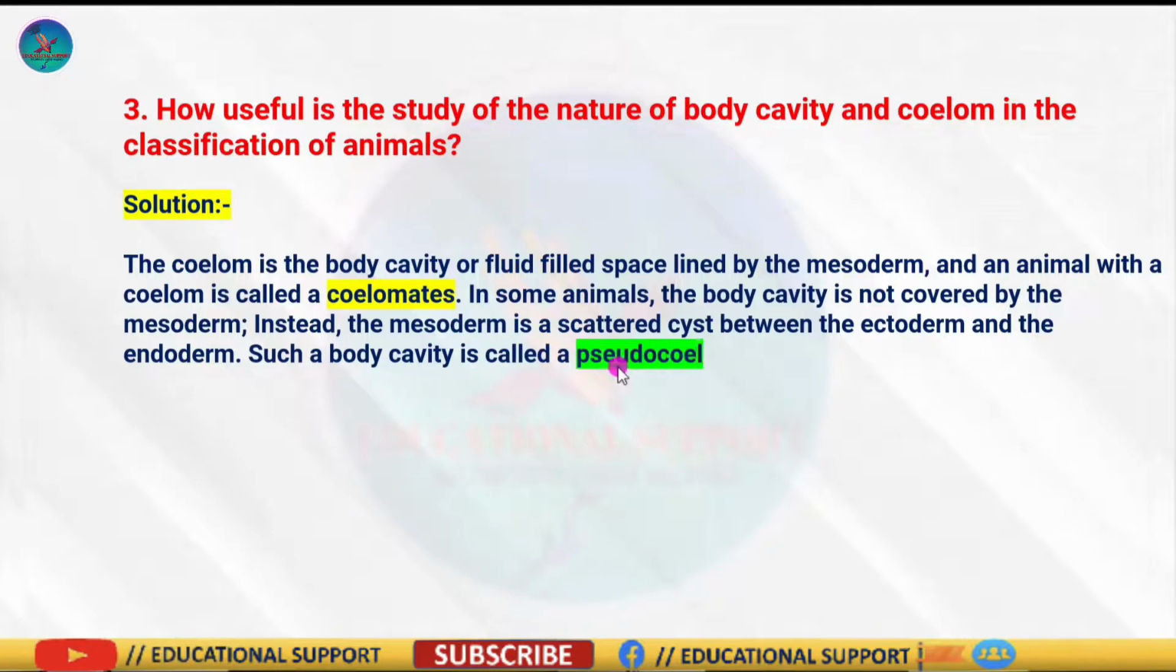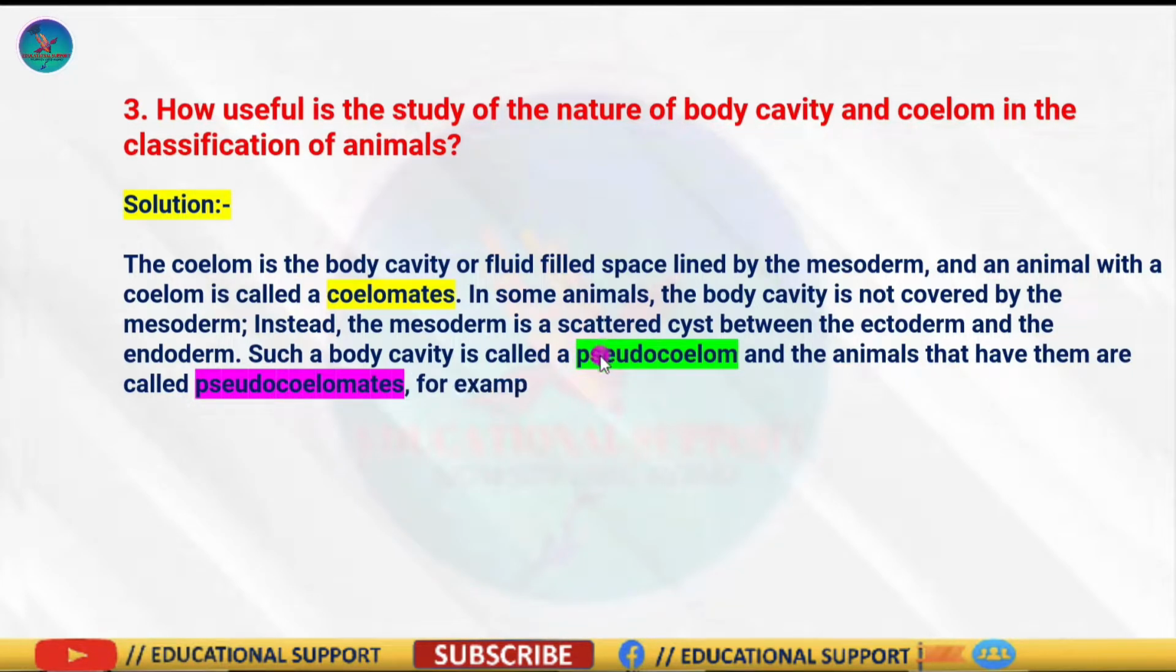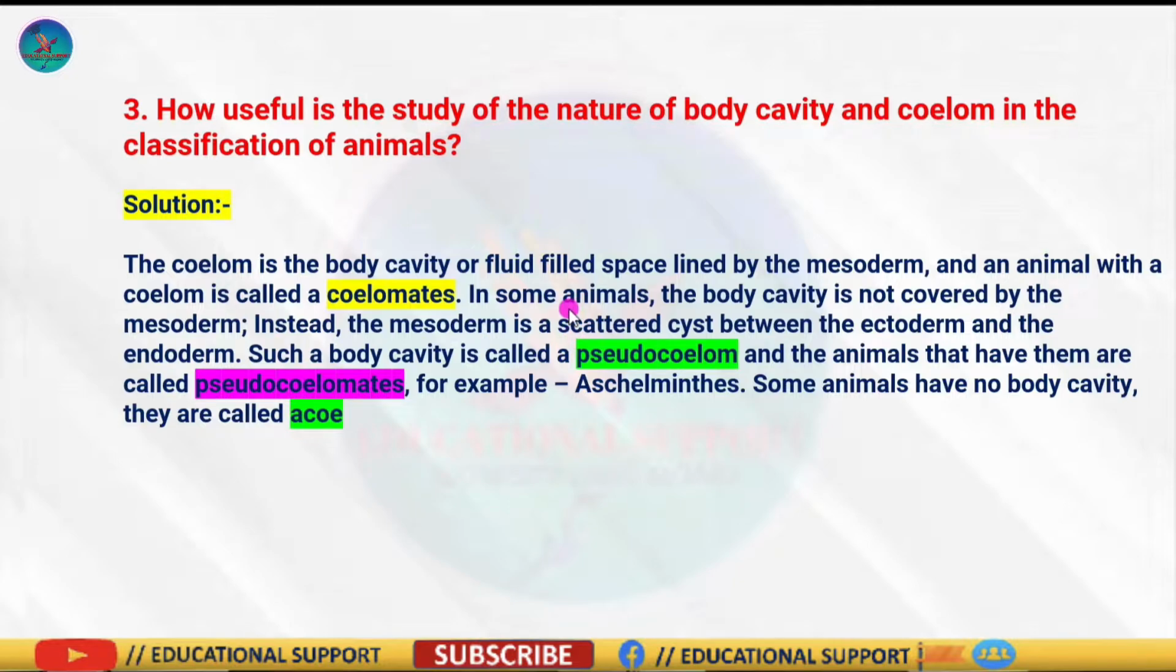In some animals, the body cavity is not lined by mesoderm. Instead, the mesoderm is present as scattered pouches in between the ectoderm and the endoderm. Such a body cavity is known as pseudocoelom, and the animals are called pseudocoelomates.